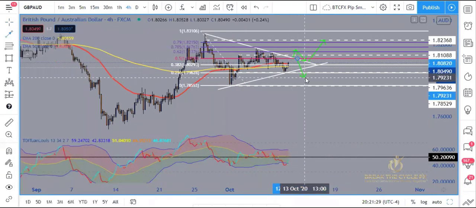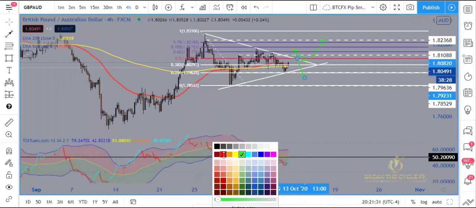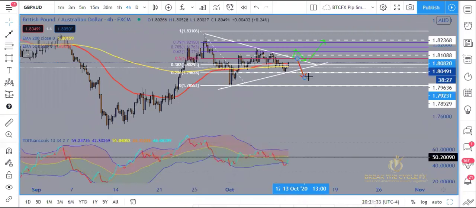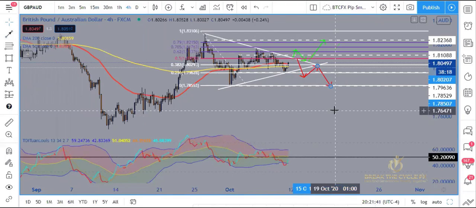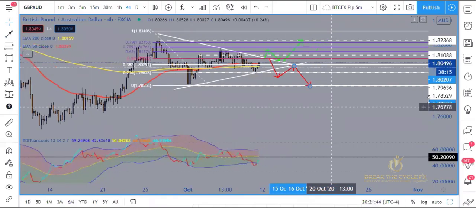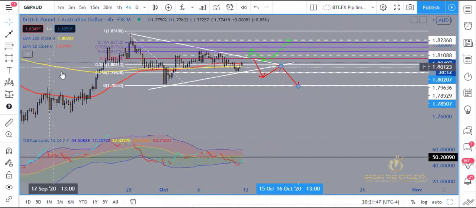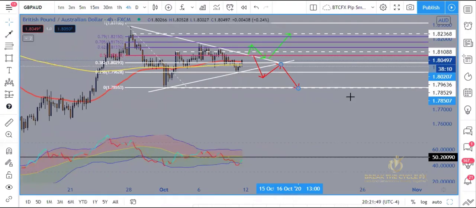Let's say it popped out the bottom. Boom. Rejection back up. Then the sell back down. All right. So now we have two levels that we could go to. It's depending on what price does. Which way does it decide to break out? Will it break out the top? Cool. If this, then that.